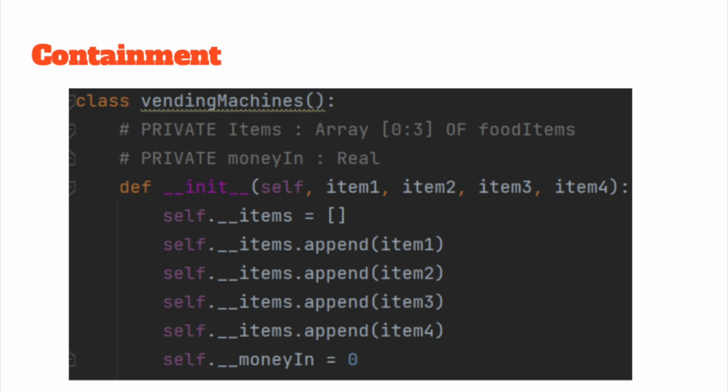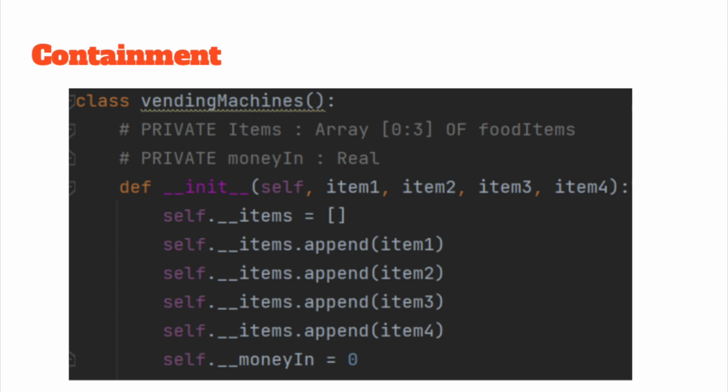So the class vending machines, we're going to define it as normal, but it's going to have 2 comment statements. First, for that array, the array has to have 4 items. So it's items array 0 to 3 of food items, which is going to be a class we write later on perhaps. And the second one is going to be money in, which is going to be real. And we're going to have our constructor, which is going to be self, item 1, item 2, item 3, item 4, which is going to come out from another class.